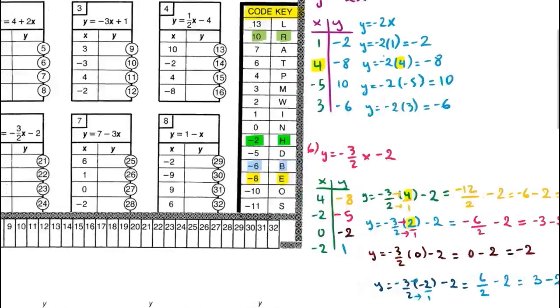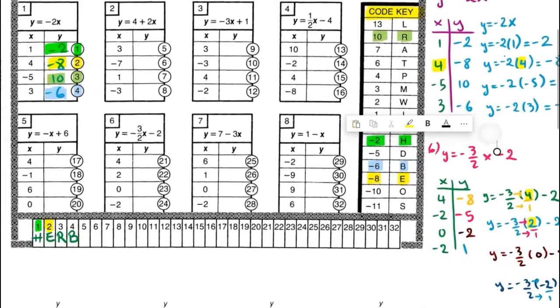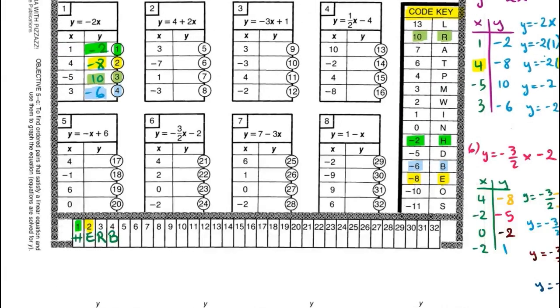Alright, so the answer for problem 6: 4 is negative 8, negative 2 is negative 5, 0 is negative 2, and 2 is 1. Okay, so negative 8, go with E. I'm going to erase this so you can see what I'm talking about. Negative 8 is E. So go to box 21. You're going to put E.